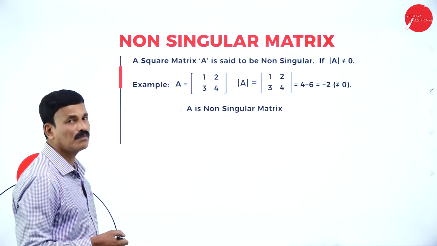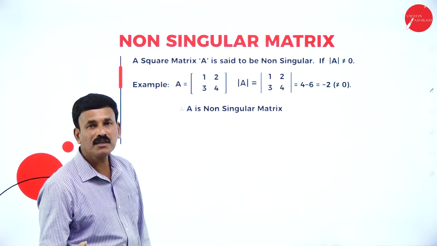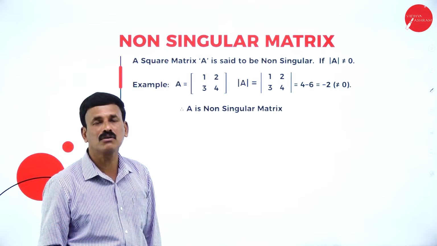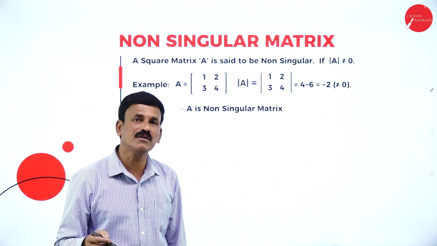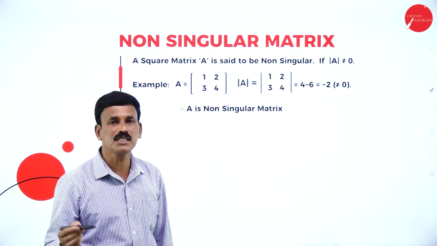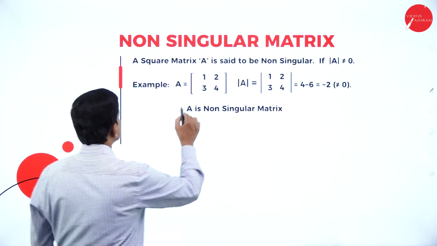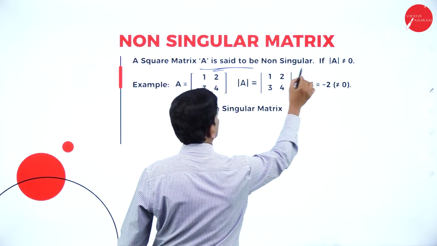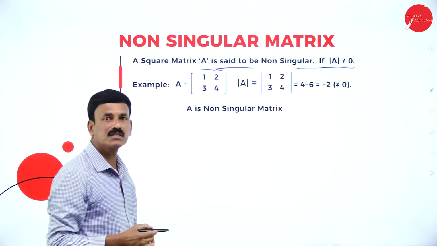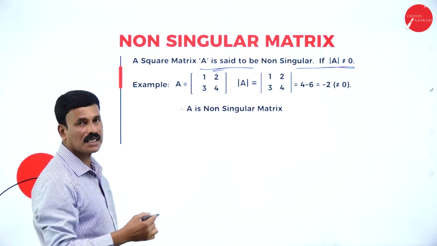What is a non-singular matrix? If the determinant of A is not equal to 0, then it is called a non-singular matrix. If the determinant of A is equal to 0, it is a singular matrix. If the determinant of A is not equal to 0, then it is called a non-singular matrix. A square matrix A is said to be non-singular if the determinant of A is not equal to 0. Let us take an example.